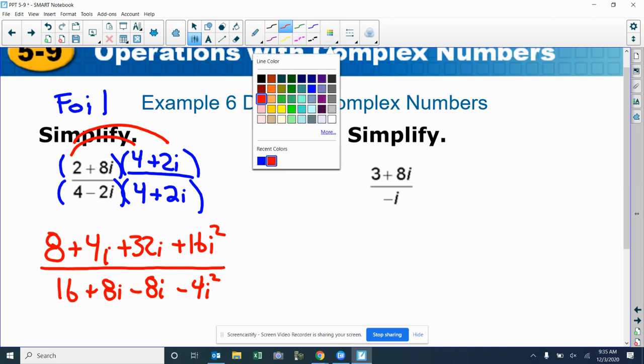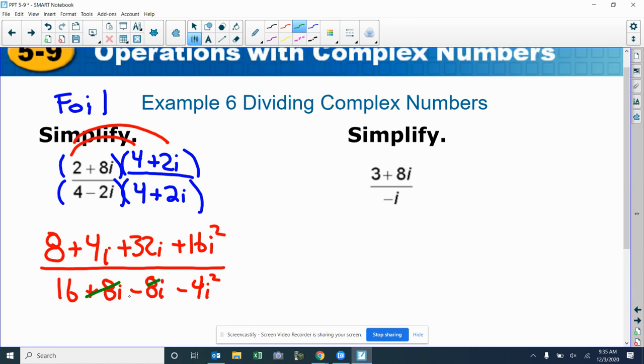Okay? Now what's nice is what happens. What happens to these right here? Cancel, don't they? What does this become? None other than positive 4 now, doesn't it? Because we have the i squared and -4, so it's going to be positive 4. So my bottom ends up being 20.